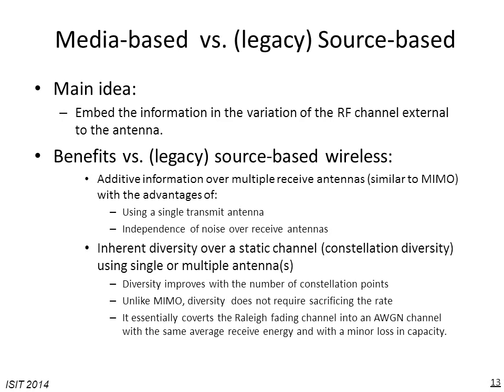And coming to the third sub-bullet, as we will see through some math, this feature essentially converts the static Rayleigh fading channel into an AWGN channel with the same average receive energy. So if you have a static Rayleigh fading with the statistical average of the channel gain equal to 1, and noise of variance sigma square, you get an AWGN channel with variance sigma square. And if you have K receive antennas, you get K of those channels in parallel.